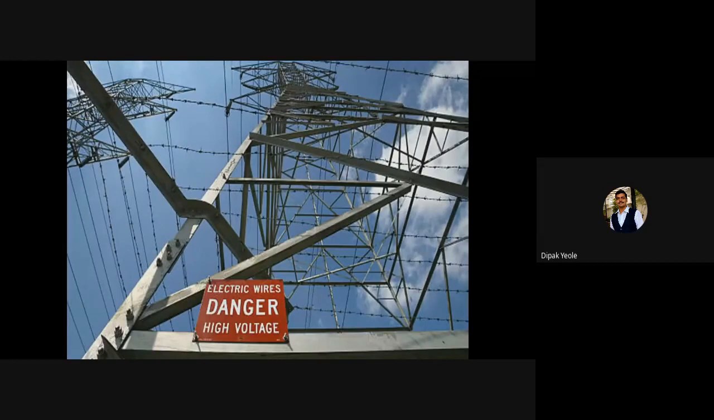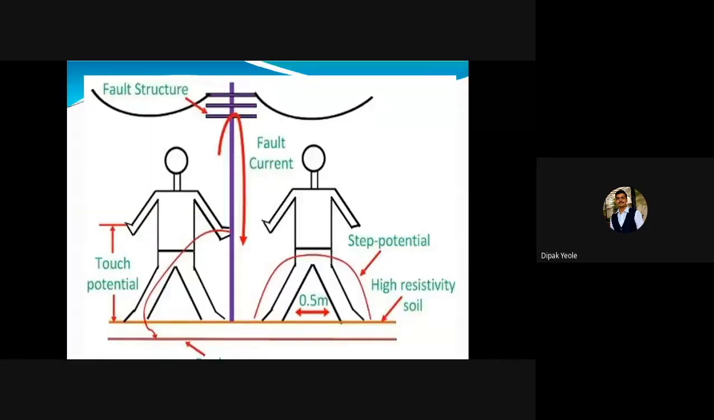So hence they have mentioned the electric wire danger, high voltage, with a skull and bones symbol at the start of the transmission tower. This is nothing but the concept of step potential and touch potential. If the faulted structure is there and the person comes within 0.5 meter distance, he will get the shock. And if the faulted structure carries current and the person touches it, you can see this can be a tower, he will get the shock.